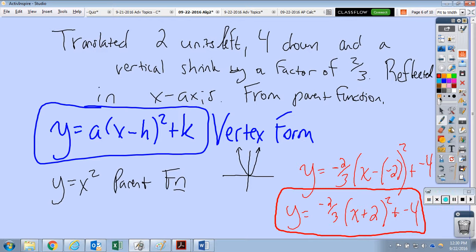So that would be the formula we're looking for. Translated 2 units left, 4 down, and a vertical shrink by a factor of 2/3, reflected in the x-axis. The reflection makes the A negative. The shrink or stretch, whatever the number is, is what goes here. Whether it's positive or negative is determined by whether it's reflected. The horizontal translation is what we fill in for H, and then the vertical translation, up and down, is K. And that's all you have to know: translations left and right, up and down, vertical shrinking or stretching. We also use the word compression. Compression and shrinking mean the same thing.